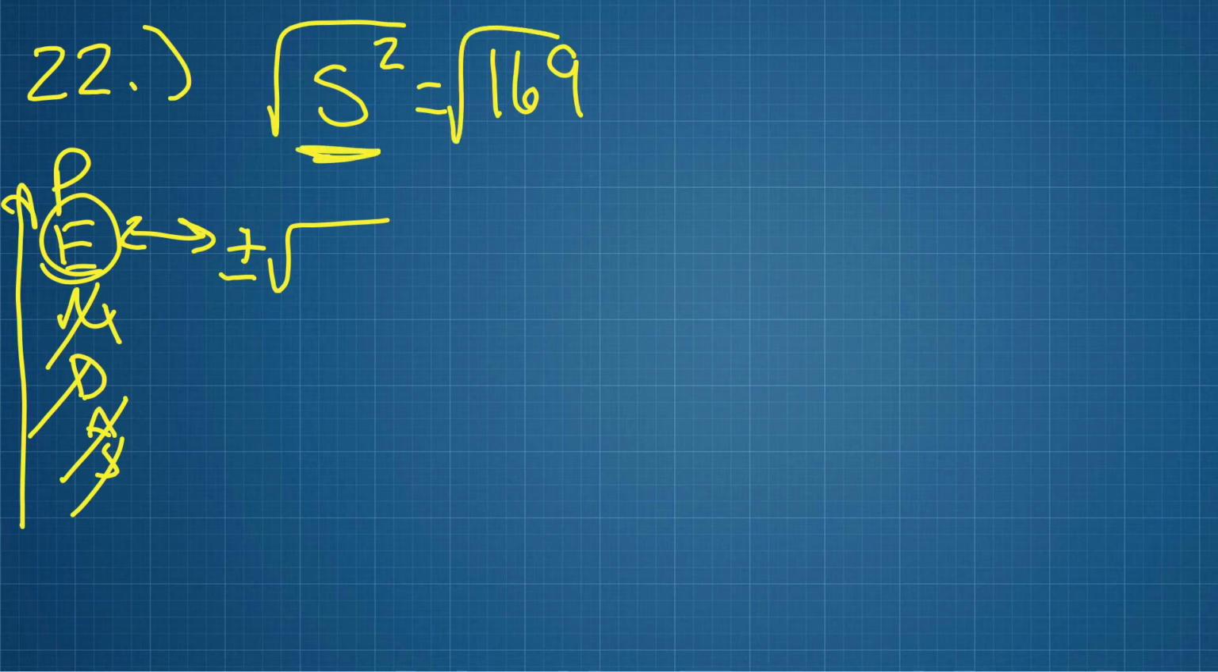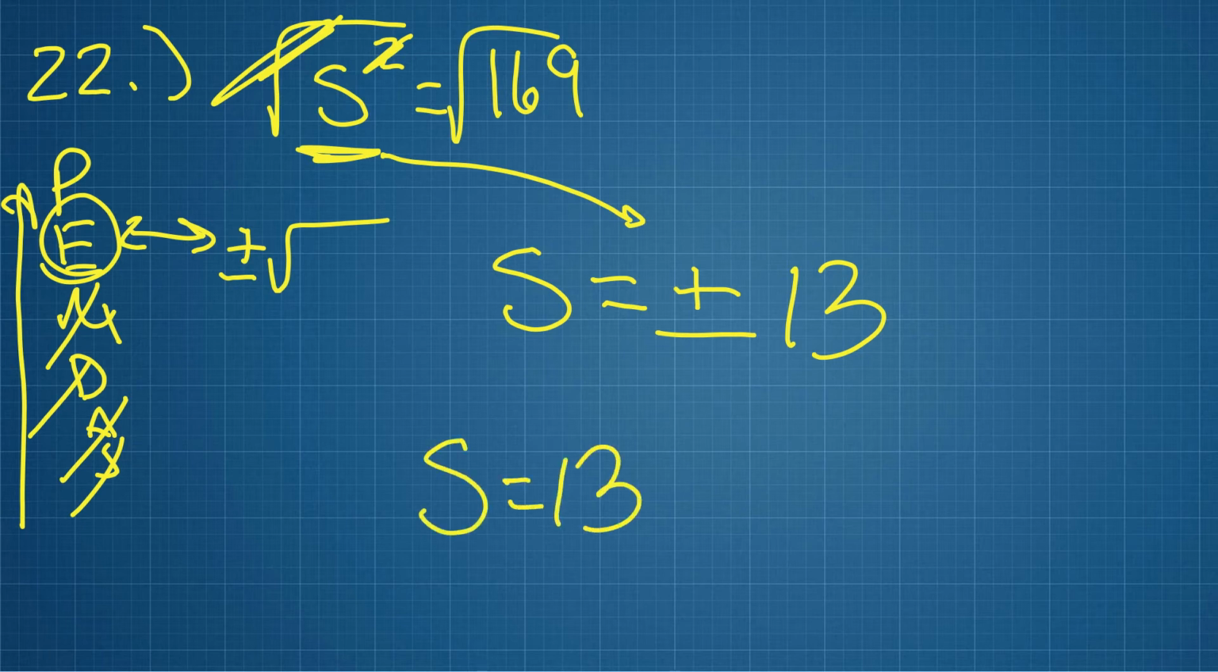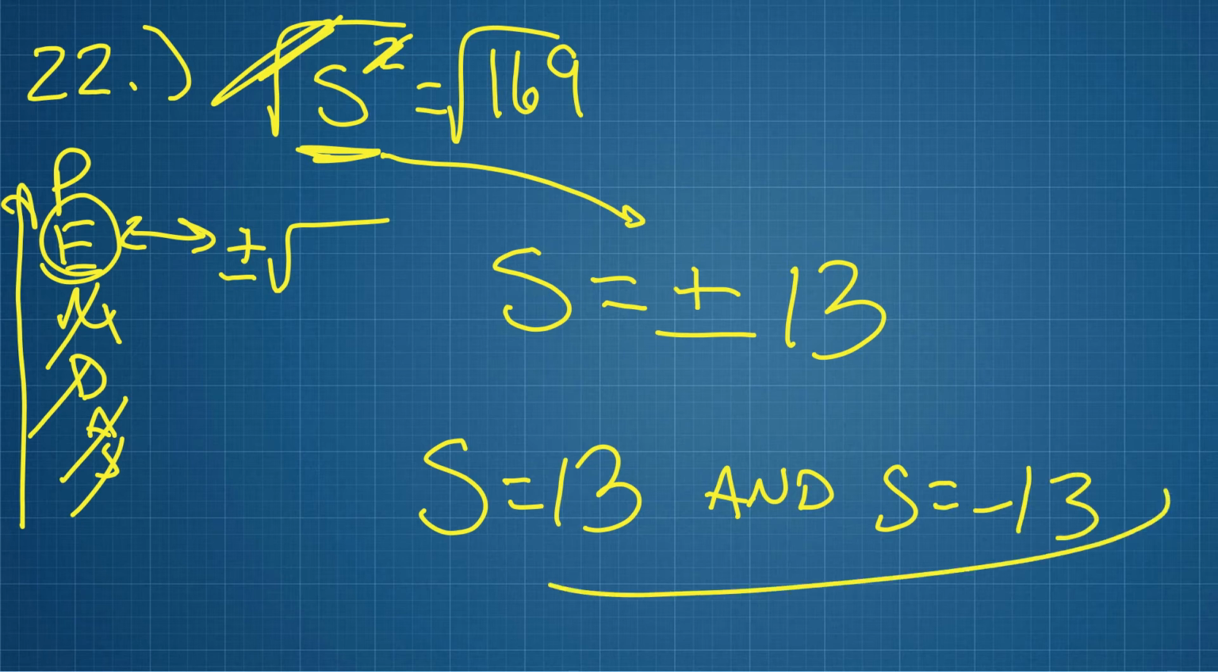Because you have a letter that's being square rooted, you don't know that it's positive or negative. So in the next step, you should have S, because the little 2 and the check mark cancel each other out. But this step makes plus or minus show up right here. And the square root of 169 is just 13. So your final answer is S equals 13 and S equals negative 13.